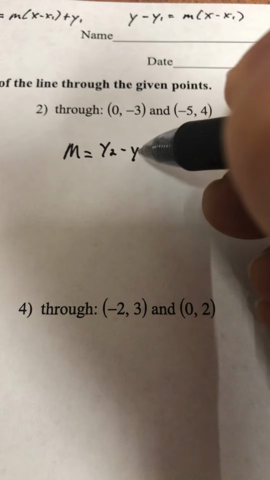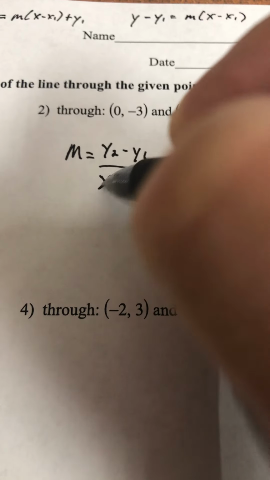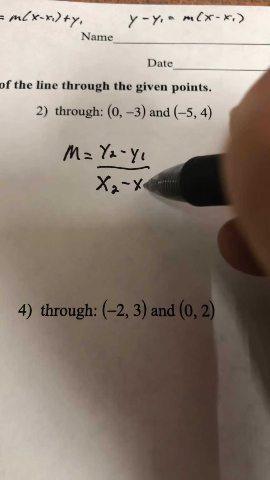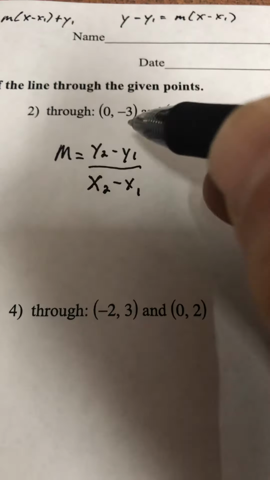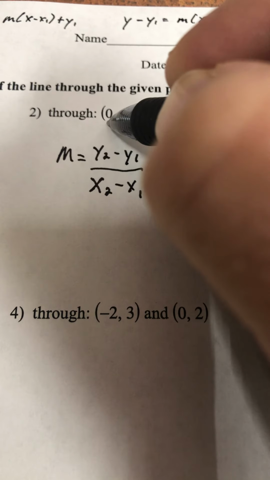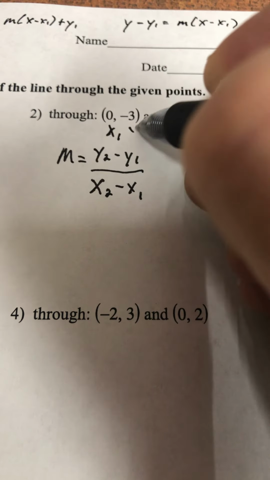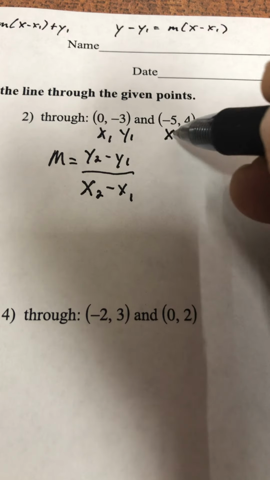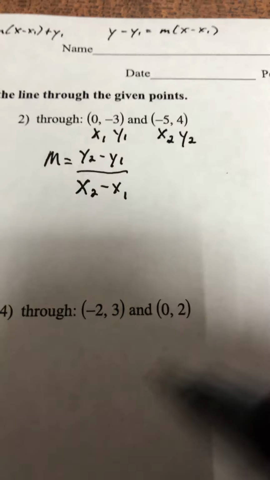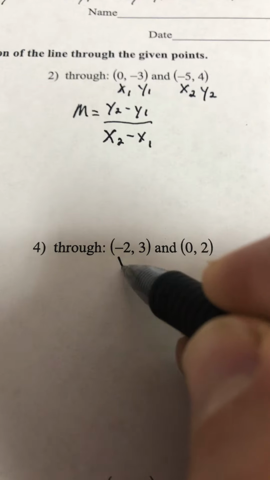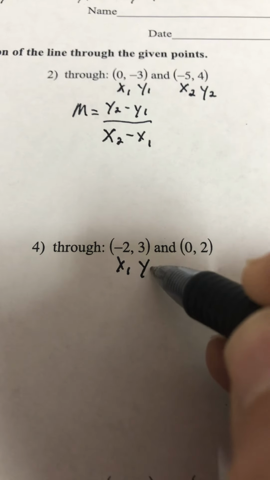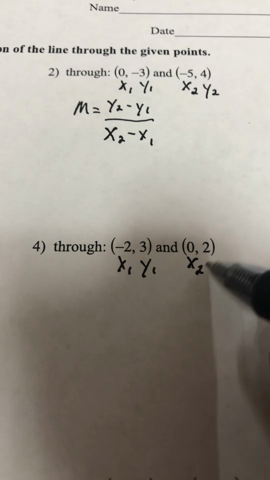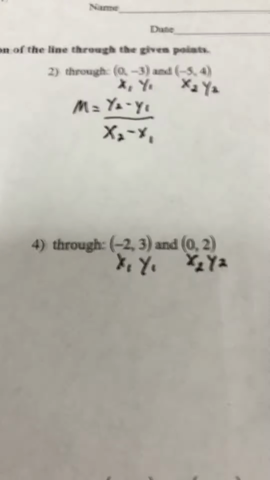Okay, when you are working on the even ones, make sure you use this formula first: y2 minus y1 over x2 minus x1. Label your points each time. So x1, y1, x2, y2. Go ahead and label all these first. That really helps when you do that. Okay? Kind of keeps you straight. I do it every time.